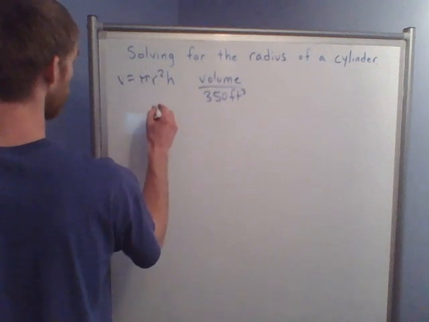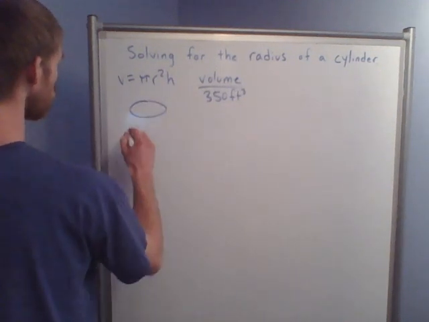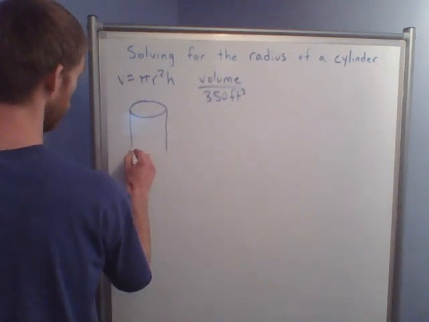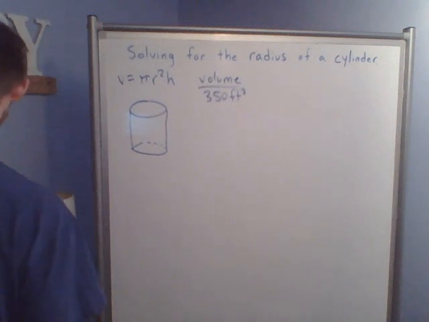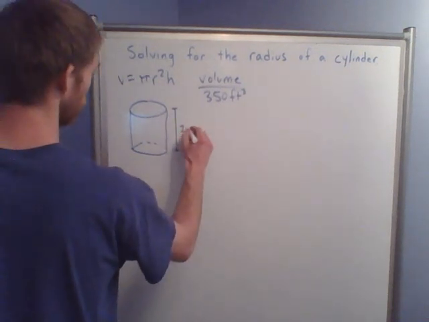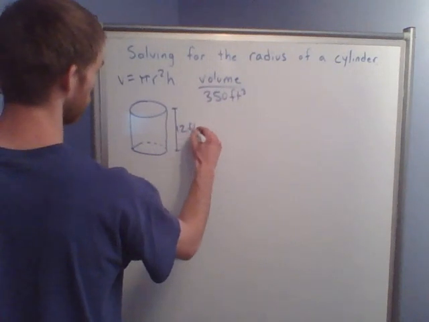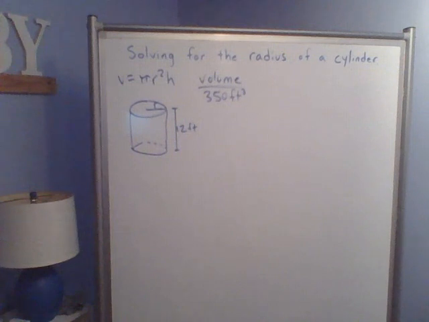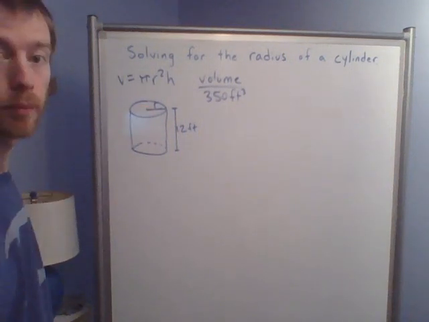Let's draw a cylinder. If you don't know how to draw one, you draw an oval or an ellipse. Draw 2 lines down, and then you can draw another one and put kind of a dashed line back there, kind of like that. The height's going to be 12 feet, and we do not know r. We're going to need to find what r is right here.